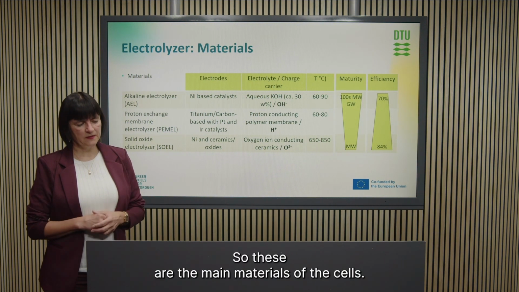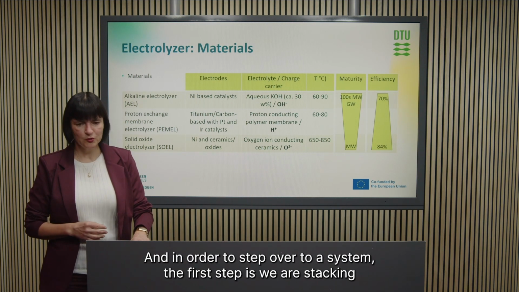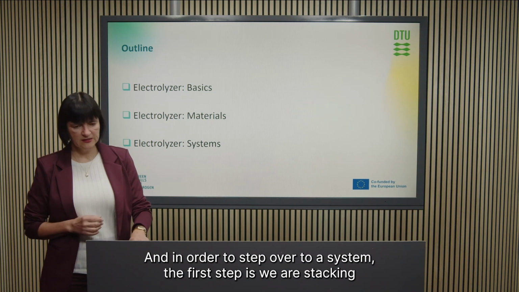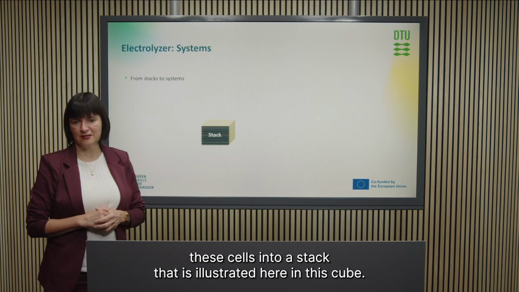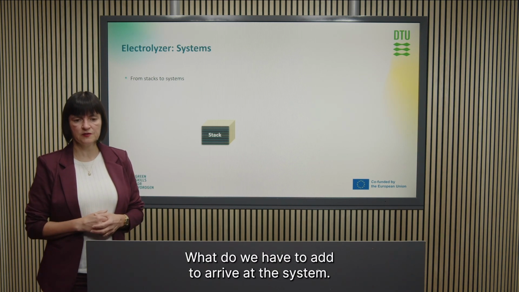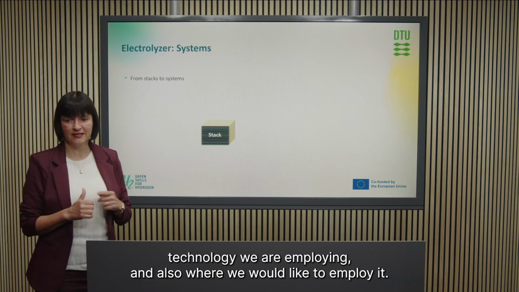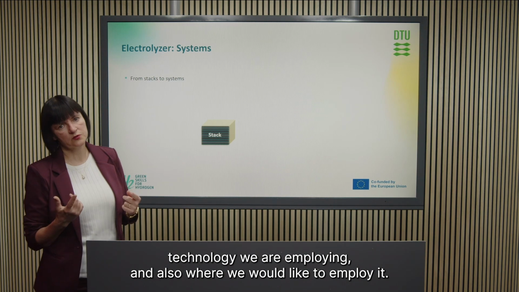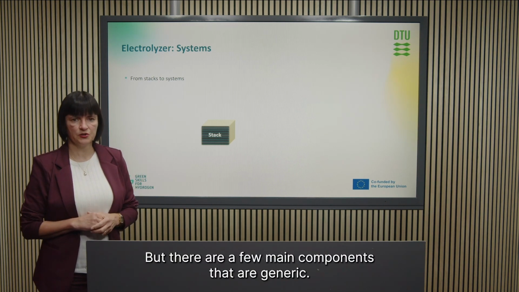So these are the main materials of the cells, and in order to step over to a system, the first step is we are stacking these cells into a stack that is illustrated here in this cube. What do we have to add to arrive at the system? This is actually very much depending first on the type of electrolysis technology we are employing and also where we would like to employ it. But there are a few main components that are generic.